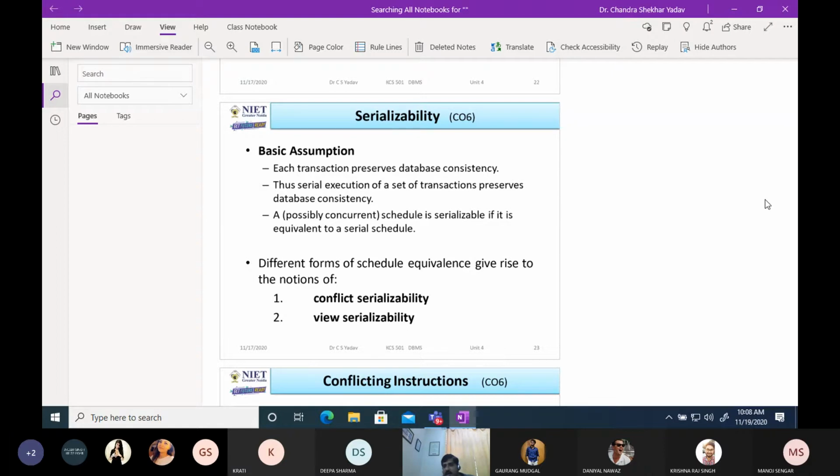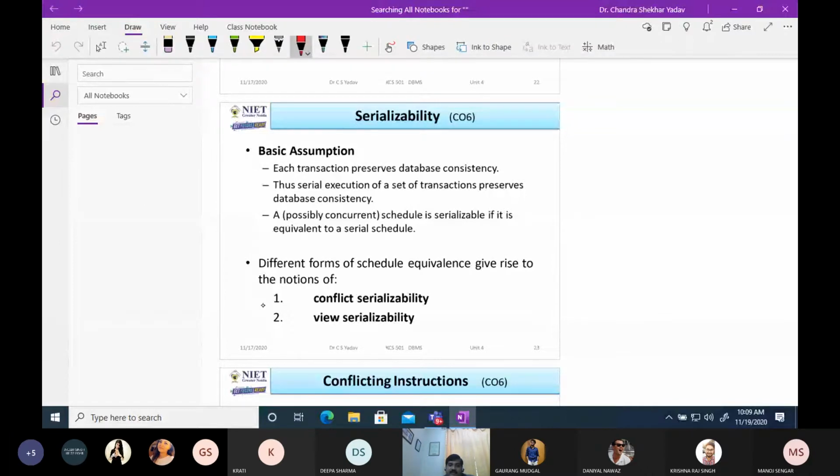But if Ii and Ij perform operations on the same data item and one of them is a write operation, then there is a conflict. If both transactions perform read operations on the same data item, no conflict. If one performs read and another performs write on the same data, then conflict. If one performs write and another performs read on the same data, then also conflict. And if both perform write operations on the same data item, then also conflict.